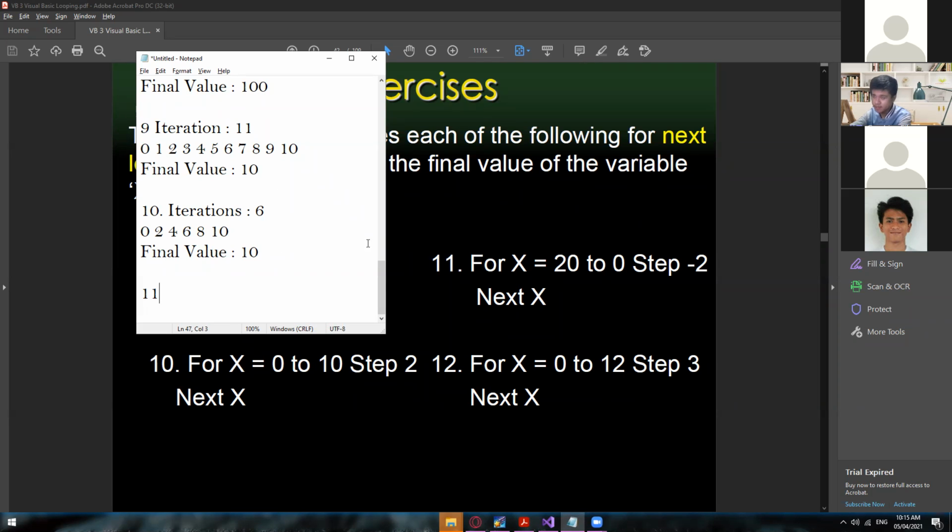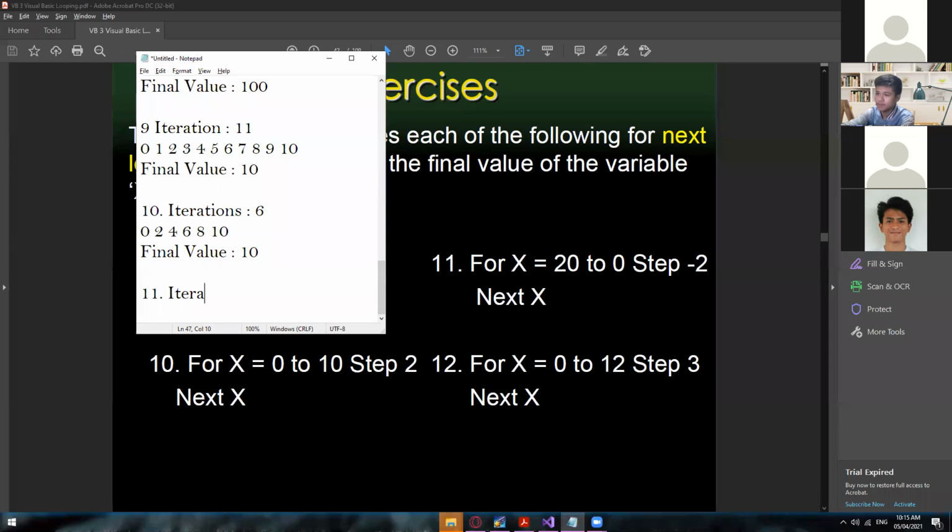So basically, we have the same range of numbers, 0 to 10. However, in here, we have a step value of 2. So that is why we have this one only. So 0, 2, 4, 6, 8, 10. So discounting that one, it will give you 6 iterations, and then the final value is 10.